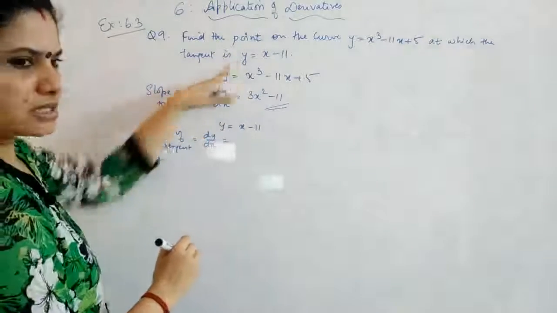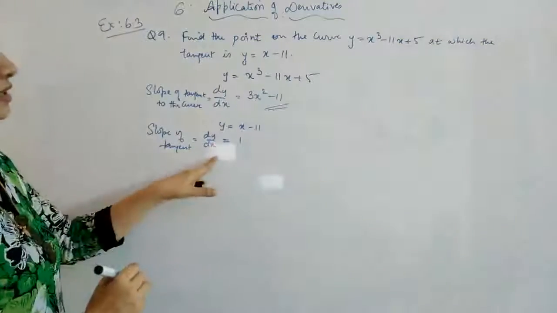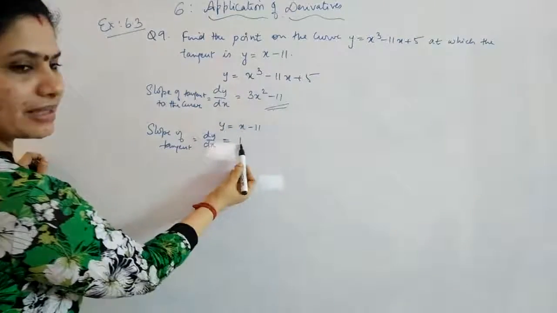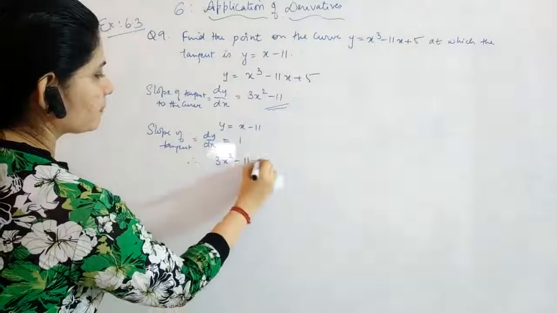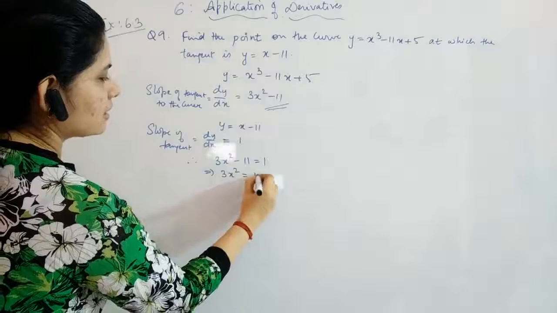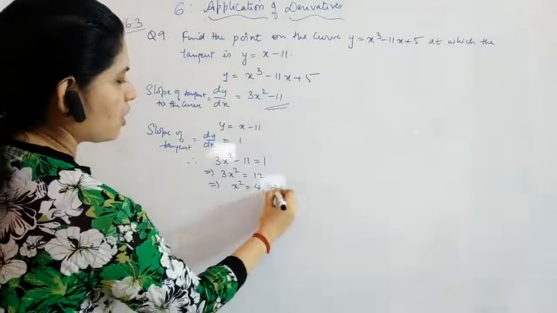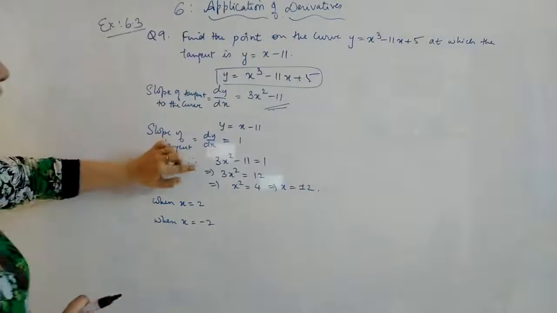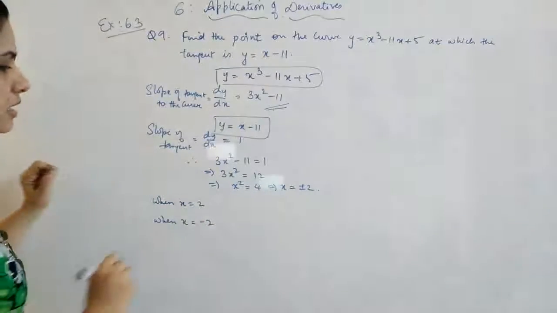Because this is the tangent, the slope of the tangent will be dy by dx, which will be 1. So you are getting dy by dx as 3x square minus 11, and dy by dx is 1. Therefore you can equate both, which will give you the value of x. How much are you getting? x square is equal to 4, or x is equal to plus or minus 2.